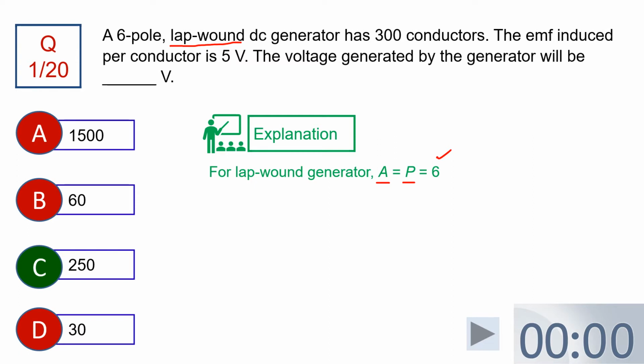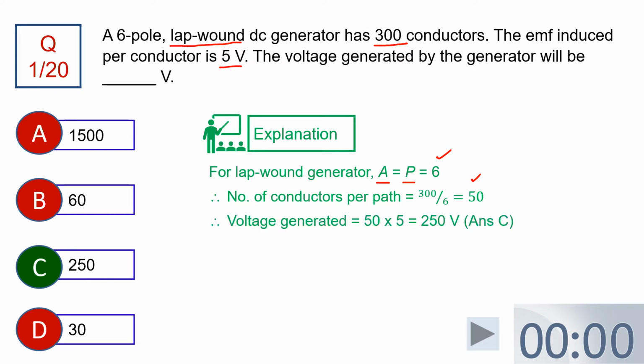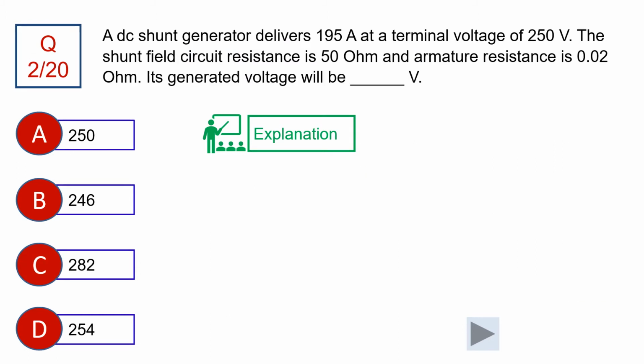Now there are total 300 conductors and there are 6 parallel paths, and therefore number of conductors in one parallel path will be 300 divided by 6, which is equal to 50. Now in one conductor EMF induced is 5 volt, and therefore EMF induced in 50 conductors which are connected in series will be 50 into 5. So that is 250 volt, and therefore answer C is the correct option. Question 2.